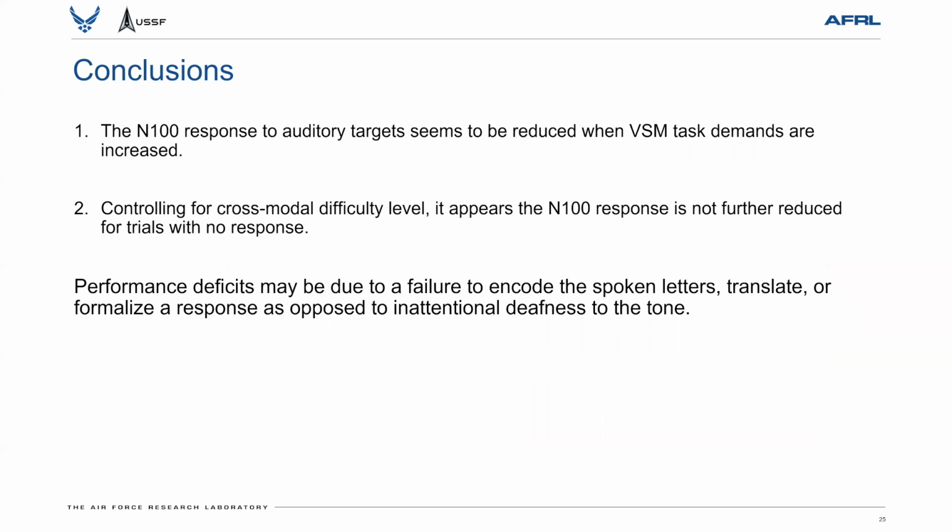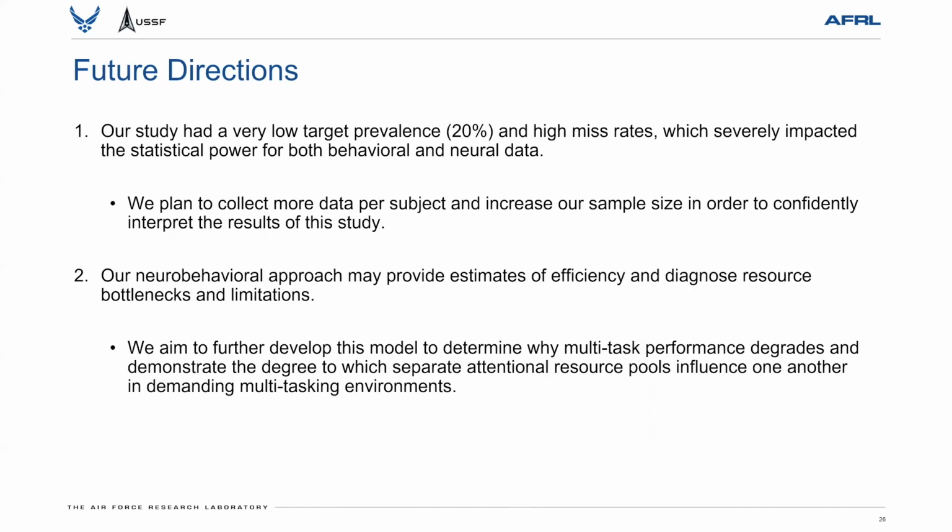In conclusion, the N100 response to auditory targets was reduced when the visual spatial manual task demands are increased. Controlling for the cross-modal difficulty level, it appears the N100 did not further reduce for trials with no response, so the misses versus hits that we found. And we suggest that performance deficits might be due to a failure to encode the spoken letters, translate, or formulate a response as opposed to inattentional deafness to the tone.